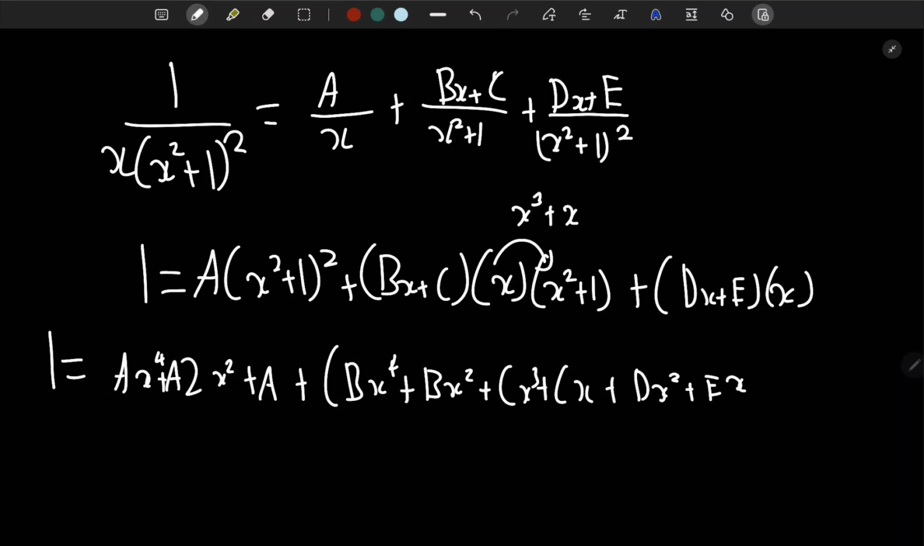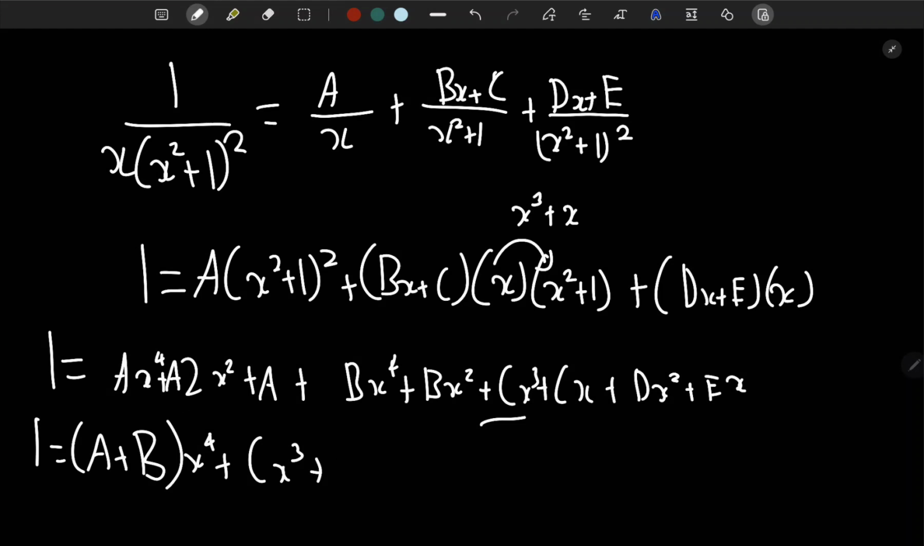Now our next step is to group the x's together where the powers are the same. So we can group A and B together, since both of them are multiplied by x to the power of 4, so we will get A plus B into x to the power of 4. Now moving on, let's find all the x to the power of 3. So we only have one x to the power of 3 here, so I'm just going to write it down here, plus now x to the power of 2.